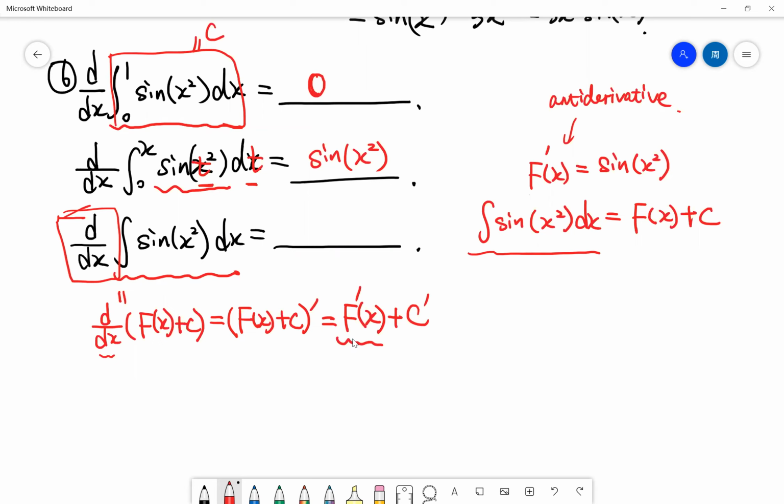And capital F of x, remember that it is one of the antiderivatives of this function. So capital F of x prime equals this function, sine inside x squared. And then plus c prime. C is a constant, right? So c prime equals 0. So we have the result of the third question here. That is sine inside function x squared here. So it is the result for the third one. Can you understand, guys?